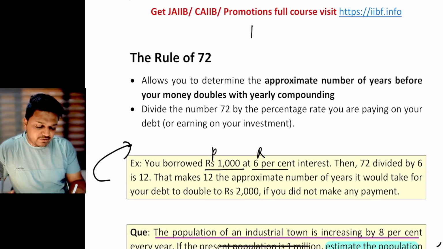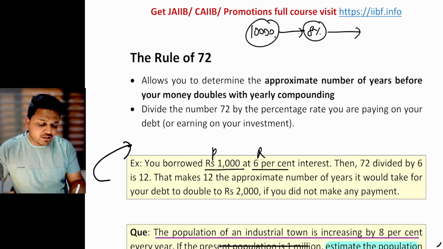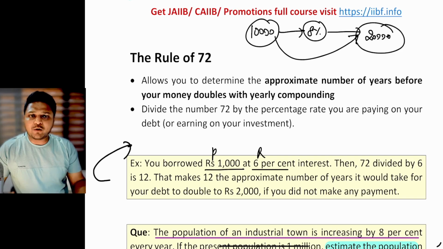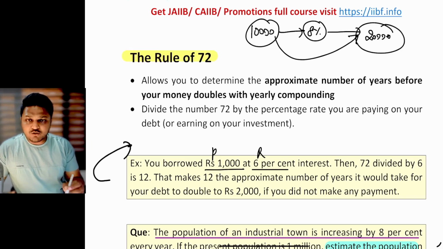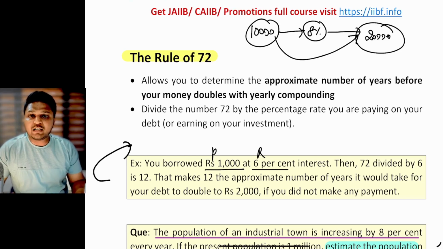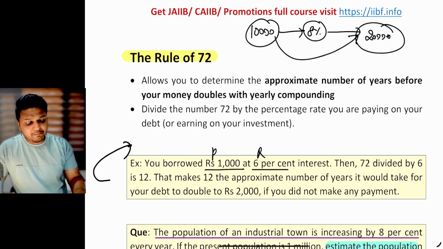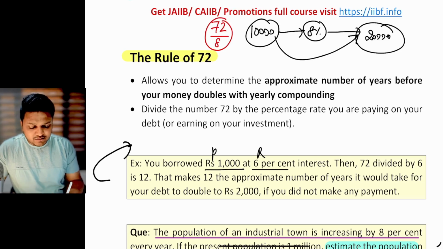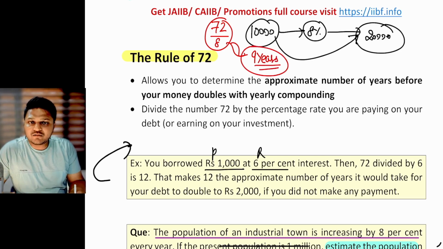Now let's say we have 10,000 rupees invested at 8%, and we are interested in the time in which it will double, that is, amount to 20,000. Rather than calculating it in detail, we can simply apply the rule of 72. What does the rule of 72 say? If compounding is being done and we want to know the approximate number of years in which our money doubles with yearly compounding, it is 72 divided by the rate of interest. Here the rate of interest is 8, so it is going to take approximately 9 years for the amount to get doubled, right?